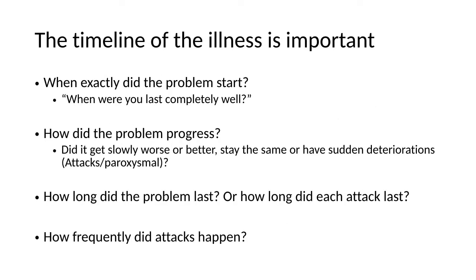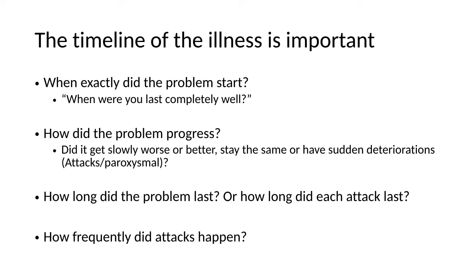So to just go back a little bit about why timeline is important in illnesses and why you need to be specific, there are particular phrases you can use, such as when were you last completely well. That can tell you when a problem started. And then you need to work out how things progressed. The next slide will go into this in a bit more detail, but you can ask things like, did it get slowly worse or better? Or did it stay the same or have sudden deteriorations? This gives you an idea as to whether this is a relapsing remitting illness, whether this is a slowly progressive chronic illness, or whether this is a sudden onset attack.